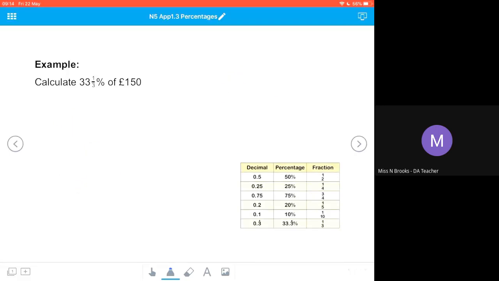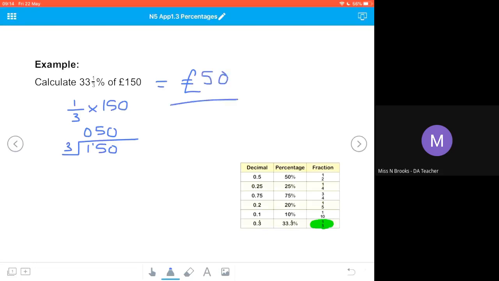The next example, we want to calculate 33.33% of 150 pounds. And again, we want to remember that this is an equivalent fraction of 1/3. So we're going to rewrite our calculation as 1/3 times 150. So we're dividing by the bottom. So we're going to divide 150 by 3. 3 doesn't go into 1. Carry the 1. 3 goes into 15 5 times. 3 goes into 0 0 times. So our answer is going to be £50. And don't forget your units.